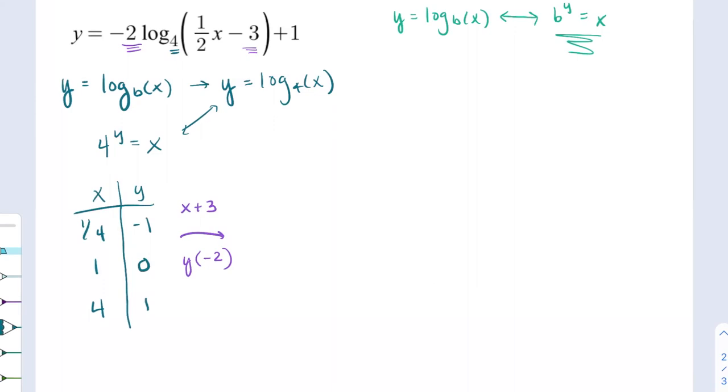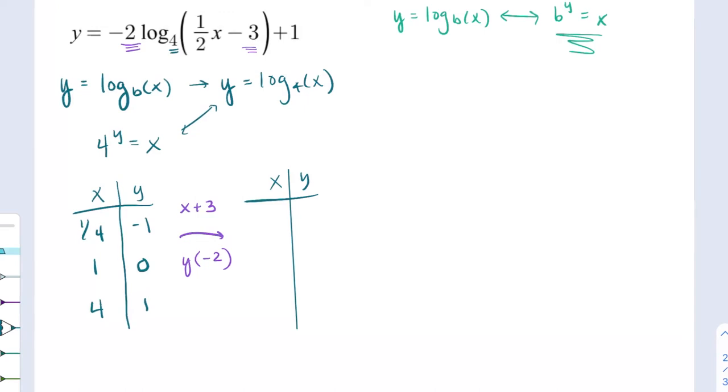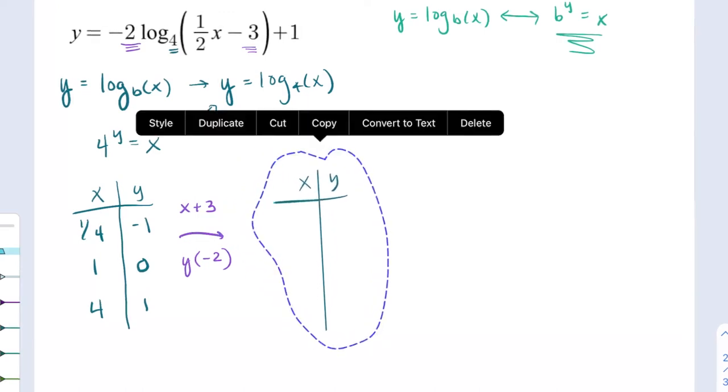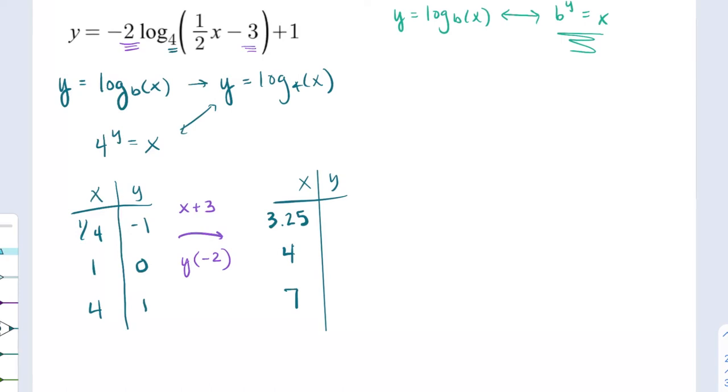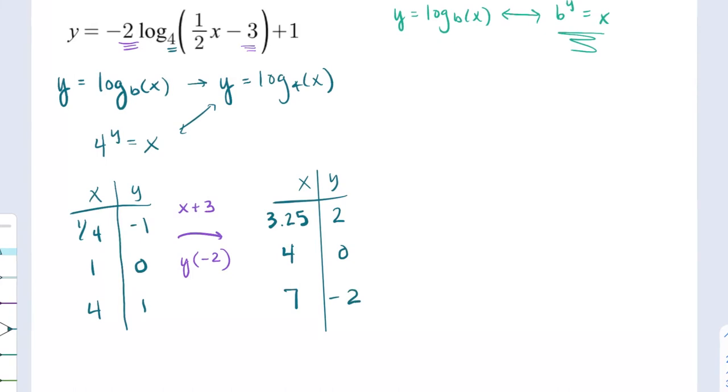And now I just need to actually apply that here to my x and y coordinates, and that'll give me the next ones to work with. So let me move that over a bit so I have room. So we'll have 1/4 plus 3. I'm going to write it as a decimal, 3.25. Then 1 plus 3 is 4. 4 plus 3 is 7. Okay, I multiply my y's by negative 2. That's going to be 2 times negative 2 is negative 4... 0 times negative 2 is 0. And 1 times negative 2 is negative 2.